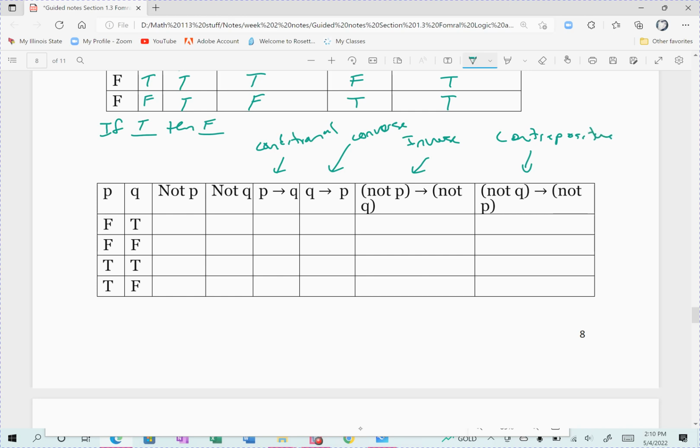Alright, so let's see which one of those are true and false. First, same list we had before. P is true and false. Q is true and false.